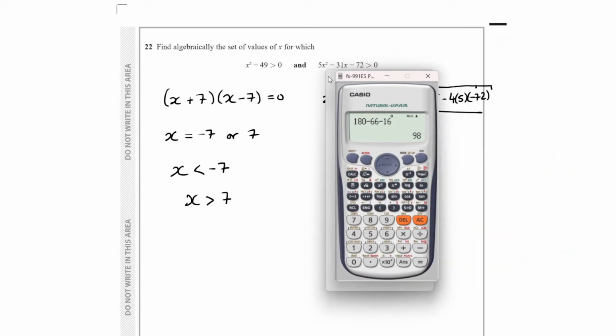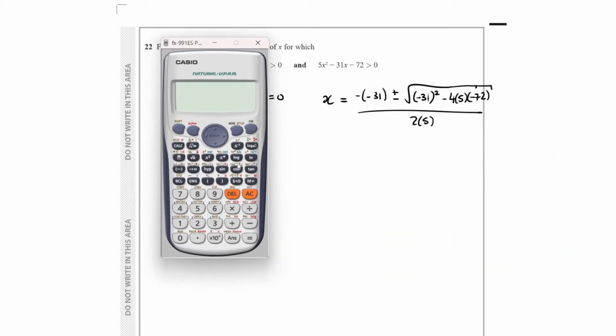What I tend to do with the quadratic formula, though, is because I know my calculator will sometimes get the negatives wrong, I work out some of the negatives myself. So for example, I know that's going to become positive 31 at the outside, and then I'll do 31 squared because I know that the answer to negative 31 squared should obviously be positive. And then here I work it out because I know that minus 4 times minus 72 is going to be positive, so I just put plus 4 times 5 times 72.